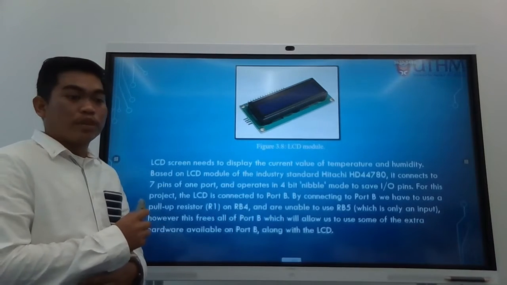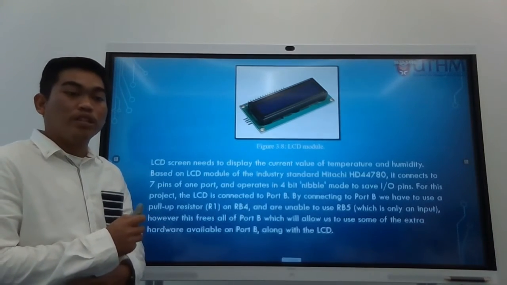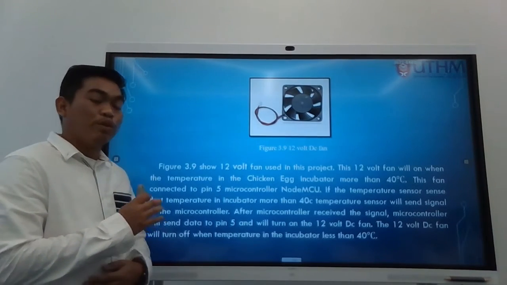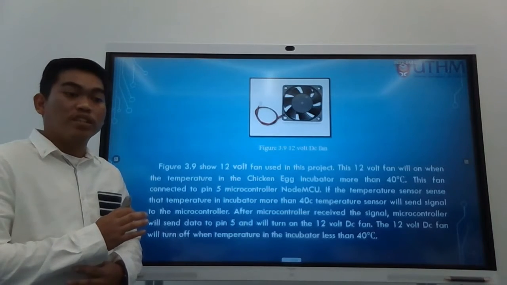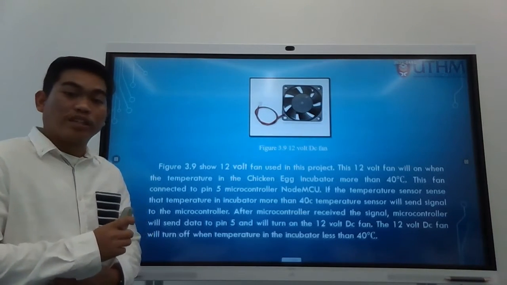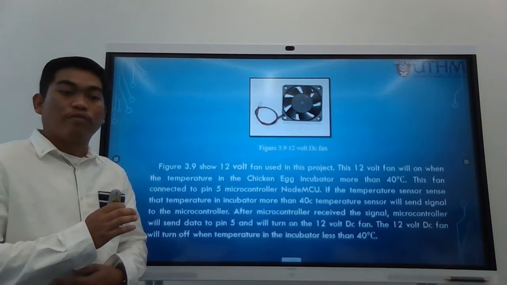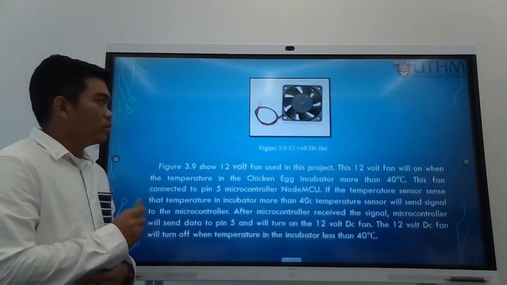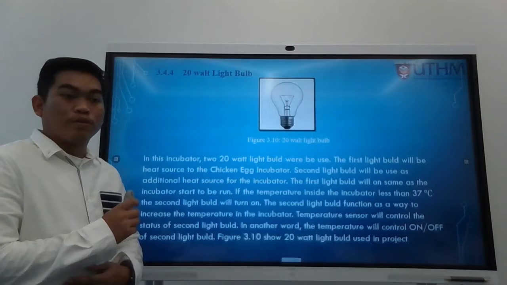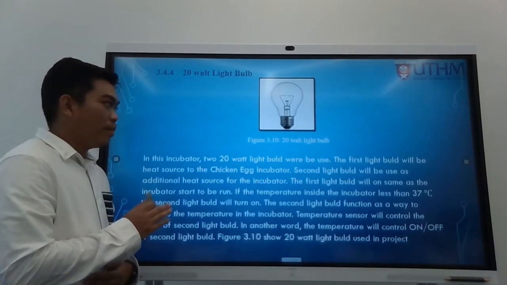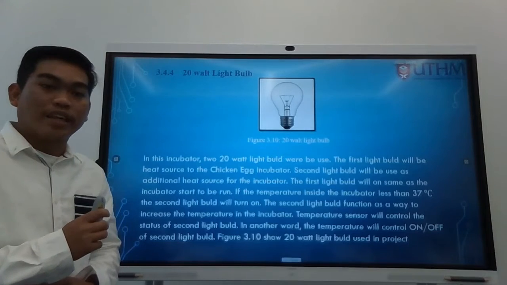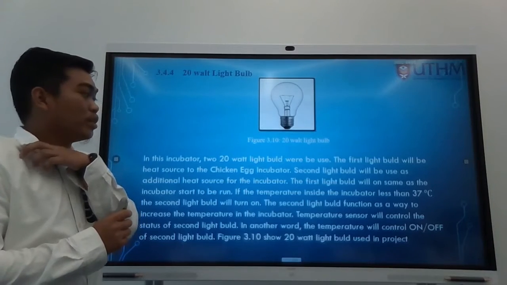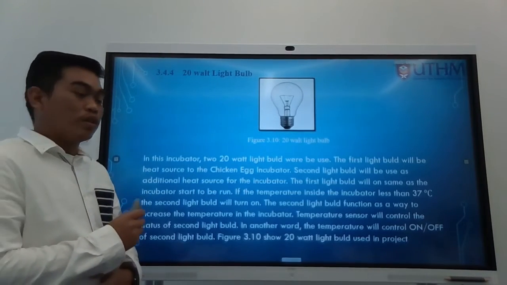The LCD will display the temperature value and humidity in the incubator. The fan will be used to control the temperature in the incubator. If the temperature is more than 40 degrees Celsius, the fan will turn on. This is a 240-volt light bulb. This bulb will be used as a heat source for the incubator, and it will heat the eggs in the incubator.